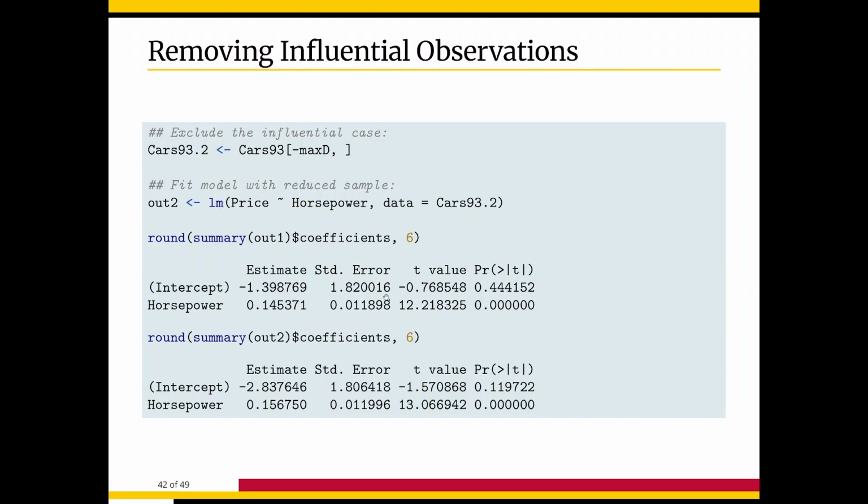And now let's look at the two coefficients. So out 1 is the original fit to the full sample. Out 2 is the new one. And we see that the intercept goes down a little bit. It's more negative. And the slope doesn't change very much at all. It's a little bit bigger, a little bit more significant, but not much of a change.